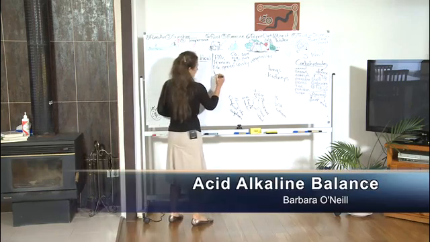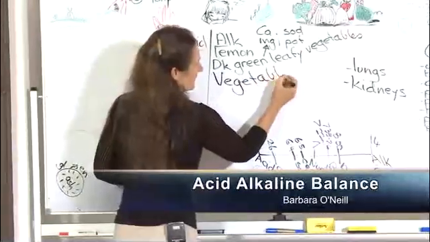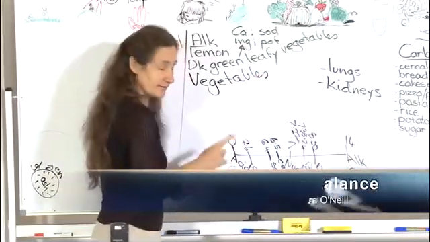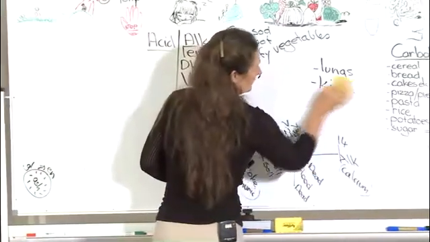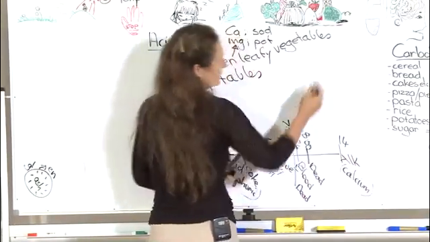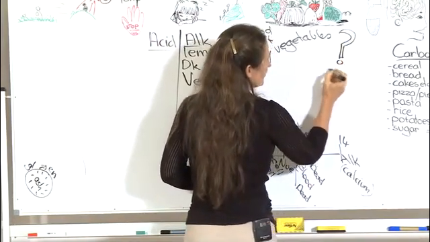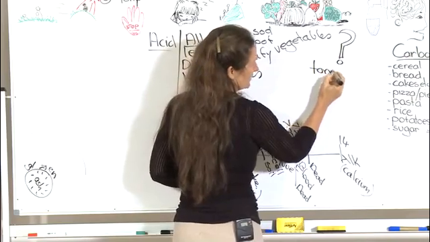All vegetables have an alkaline effect. For some people, though, there is an exception. And this is the nightshade group of vegetables. So we'll put them under the question mark. For some people, the nightshade group of vegetables have an acid effect.